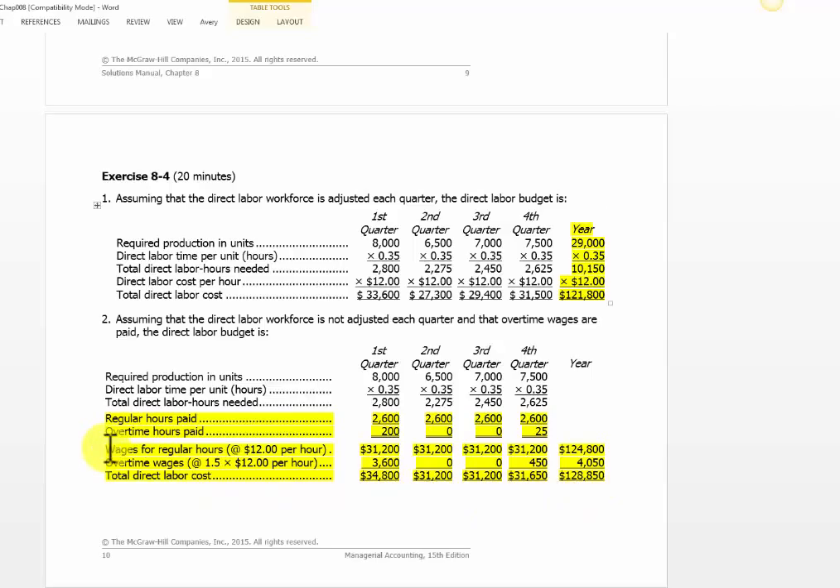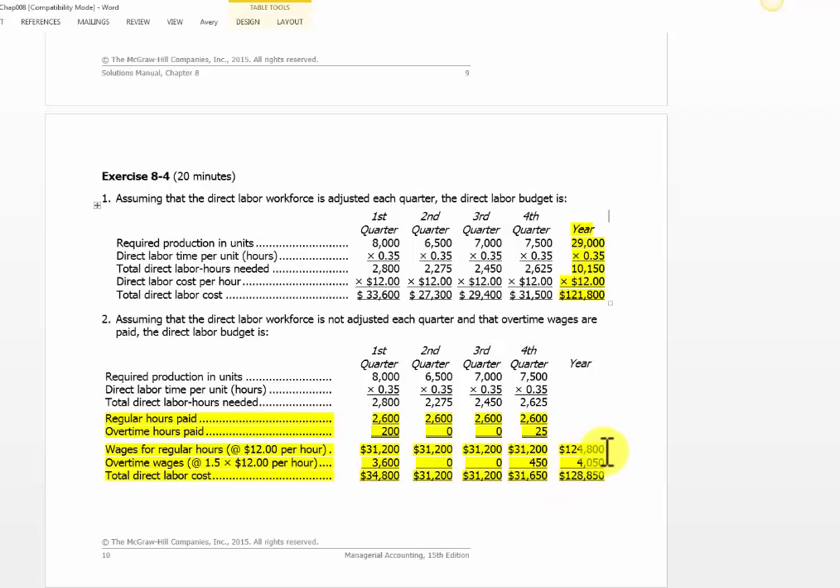Starting with the 31,200, that's the 2,600 regular hours times the $12 per hour, plus the overtime of $3,600 equals total direct labor cost of $34,800. And then we do the same thing going across, no overtime in the second and third quarters. There's 25 hours of overtime in the fourth quarter at time and a half, that plus the regular direct labor hours cost, that equals 31,650.